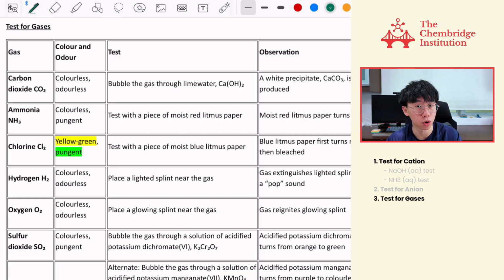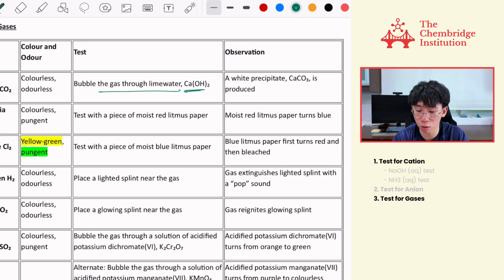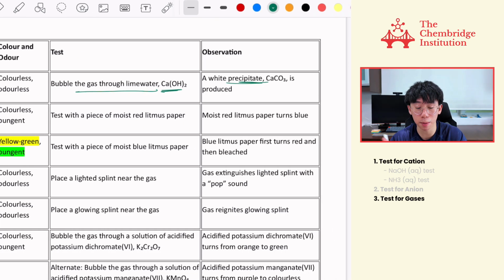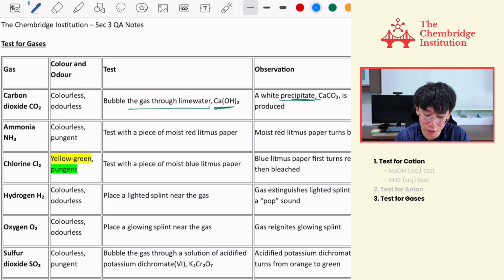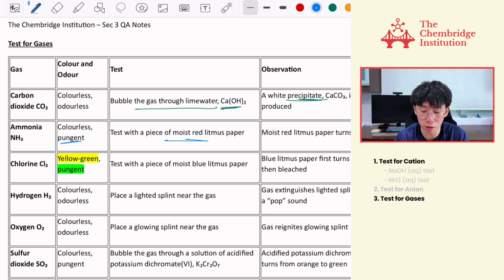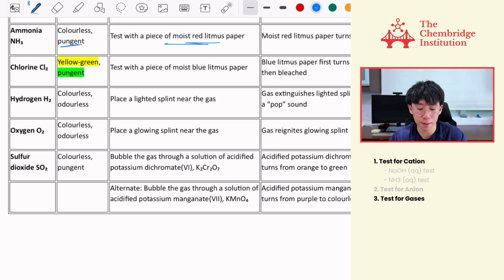Remember, what do you see? What do you smell? Well, it's a colorless, odorless gas. And we know that when we bubble the gas through lime water, we get a white precipitate. So these are all very important tests. Ammonia gas, we've also ran through this already, is a colorless, pungent gas that will turn your moist red litmus paper blue.